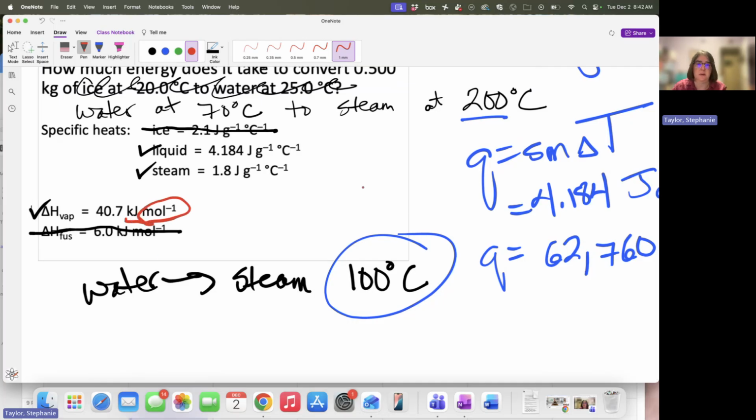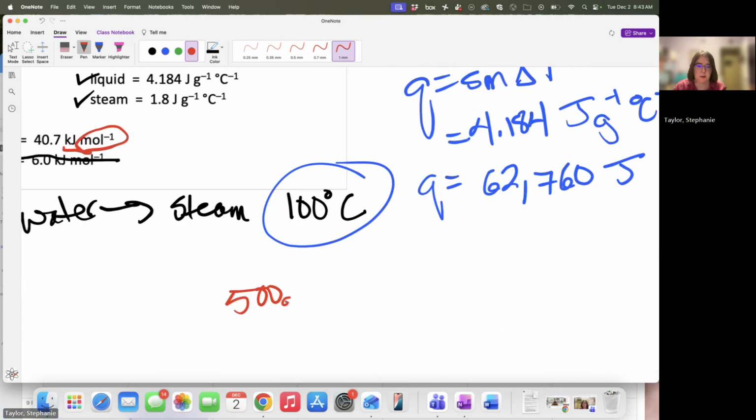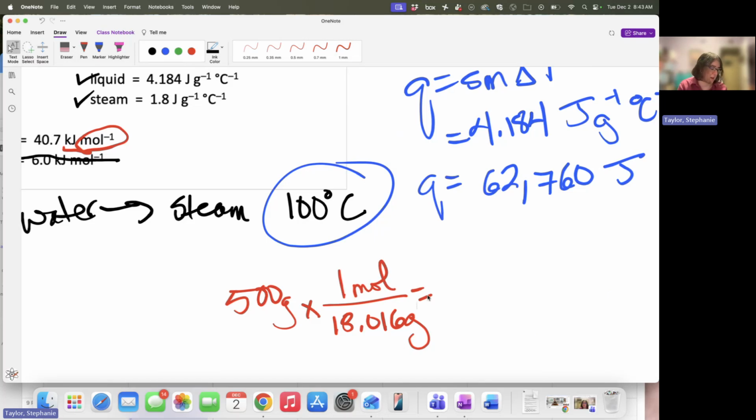So what I do need to do is take my 500 grams and say that there are 18.016 grams per mole. I have that memorized. You don't need to memorize it. You can go to the periodic table and figure out your molar mass, or the molar mass might be given in the problem. Also an option. But I have to admit that that is something that I'm just prepared with. That gives 27.75 moles.